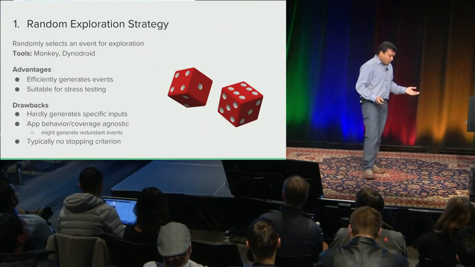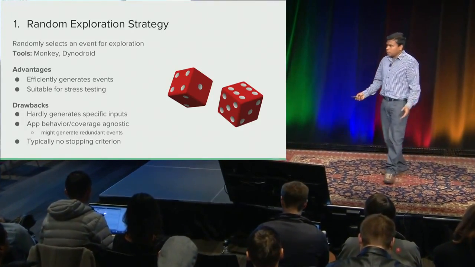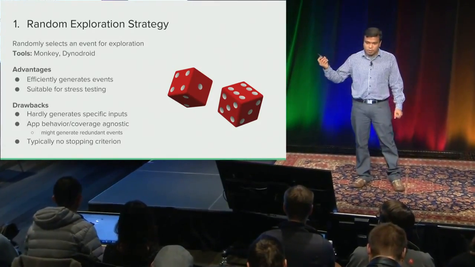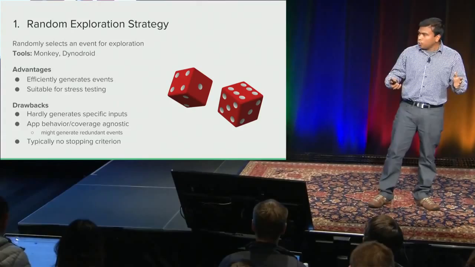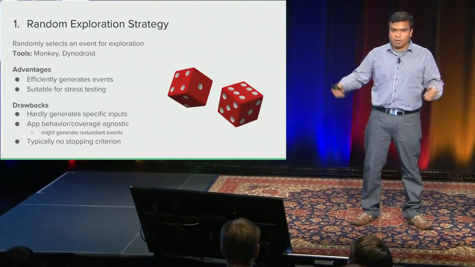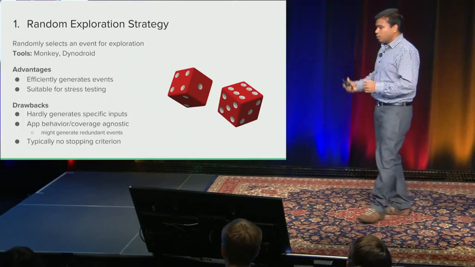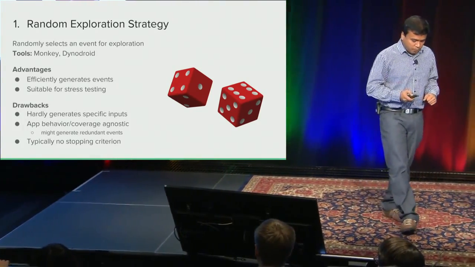And finally, these tools have no stopping criterion. They don't know if they have tested enough, right? Typically, as I showed in Monkey's case, you give it a number of events to fire. Other approaches could be to have a timeout, like let's say test my app for 1 hour, and then tell me what all you found, right? So this is about the random exploration strategy.